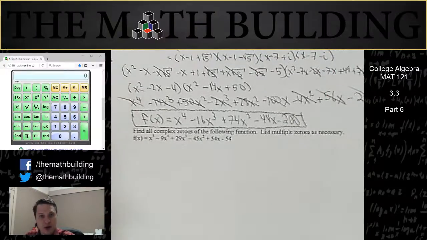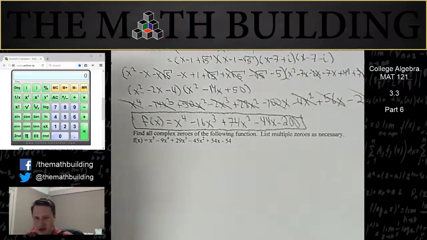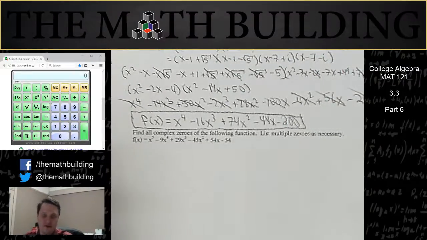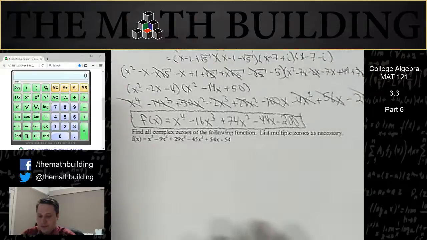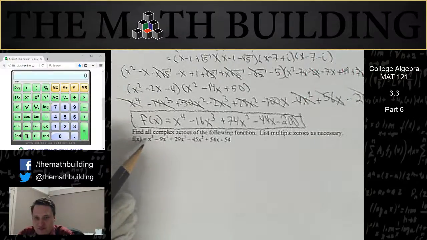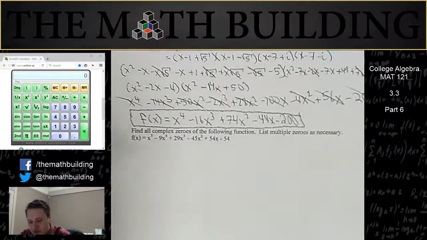Hello there, welcome to part 6 of 3.3 College Algebra, one of the toughest, I would put in the top 2 toughest sections in all of college algebra. We have a polynomial of degree 5, which means we're going to find 5 answers, 5 roots that make this thing equal 0.